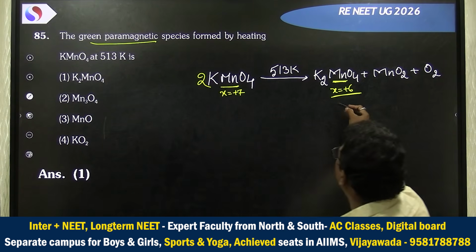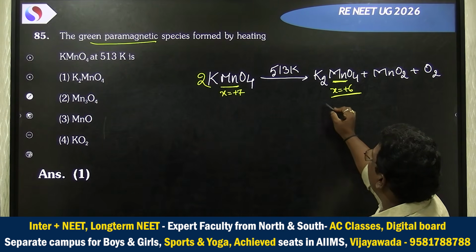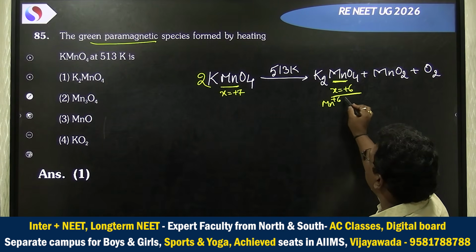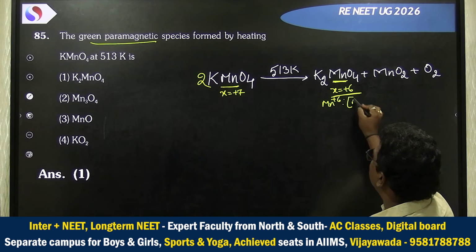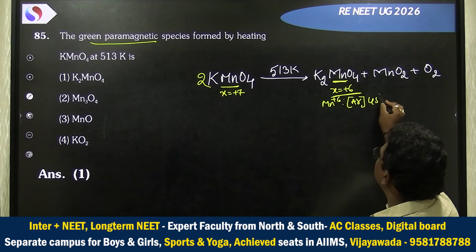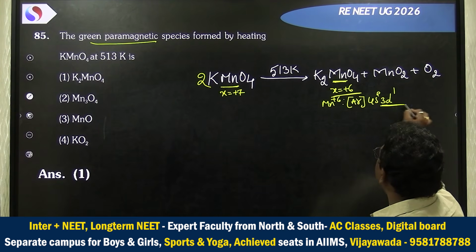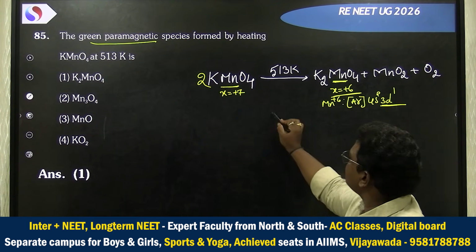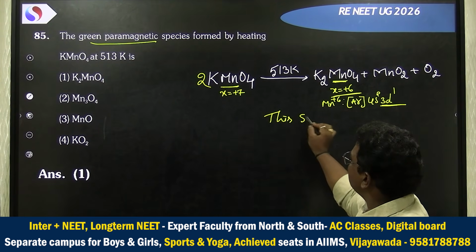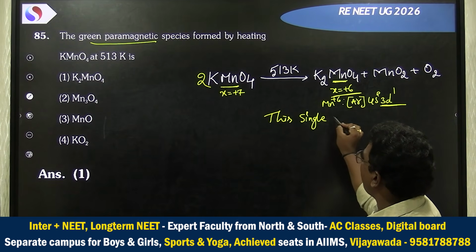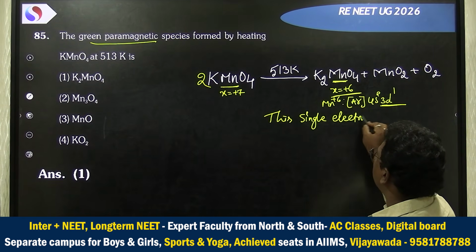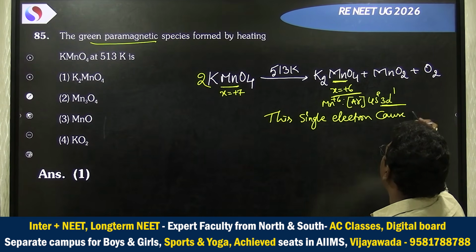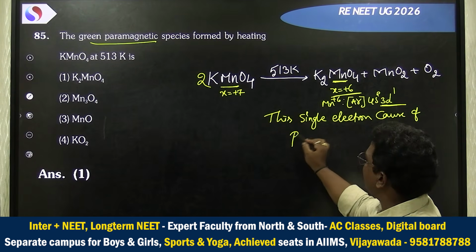In this case, the configuration of Mn in the +6 state is argon 4s0 3d1. Because of the presence of this single electron, it shows paramagnetic nature.